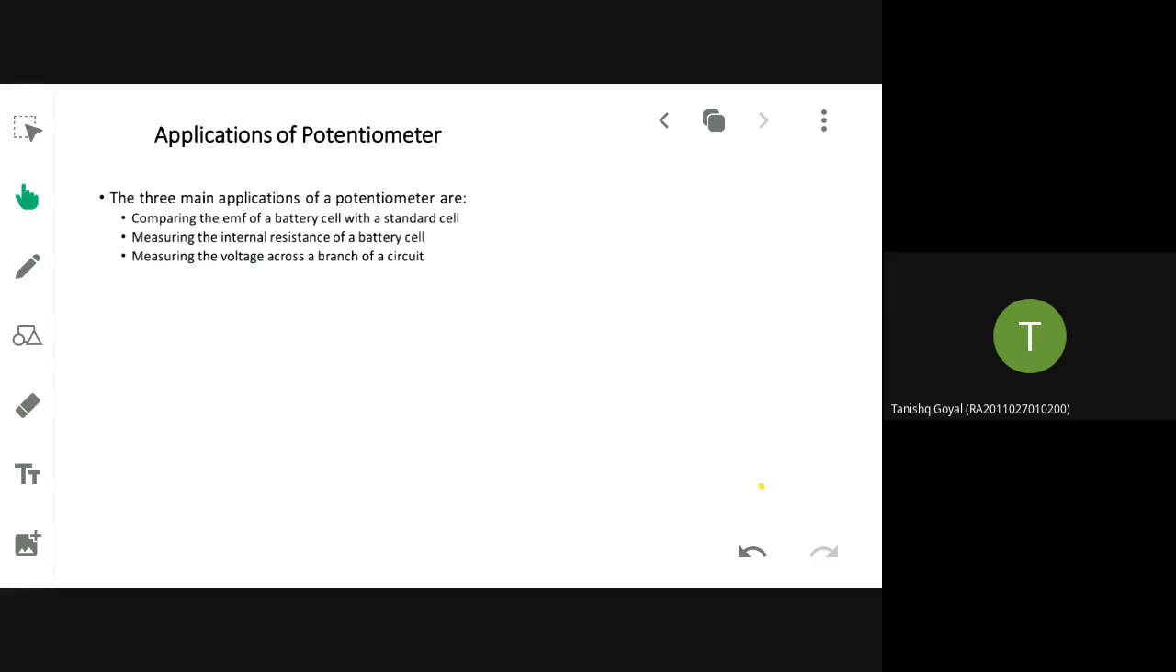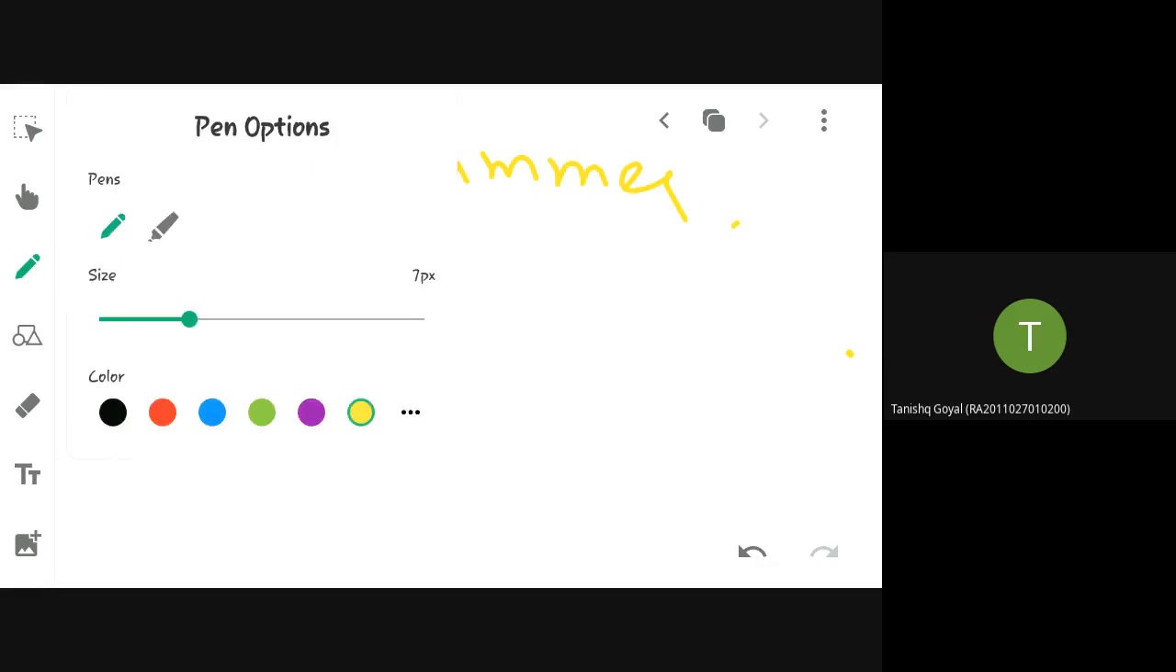Using this potentiometer, another device is also there, that is called force summer. Now we'll discuss the force summer. Diagram I will draw. Wait.